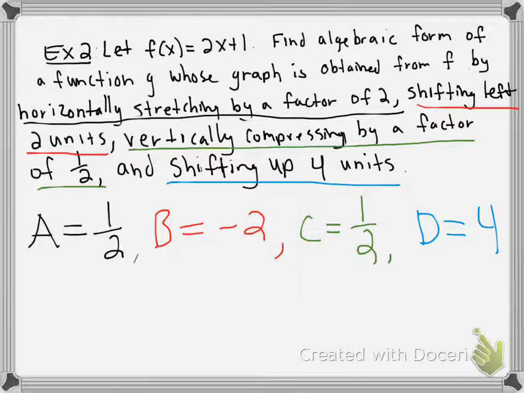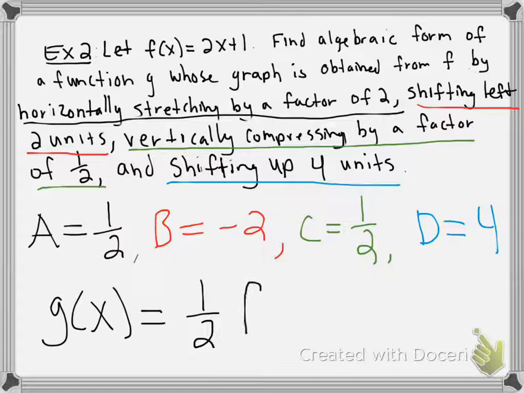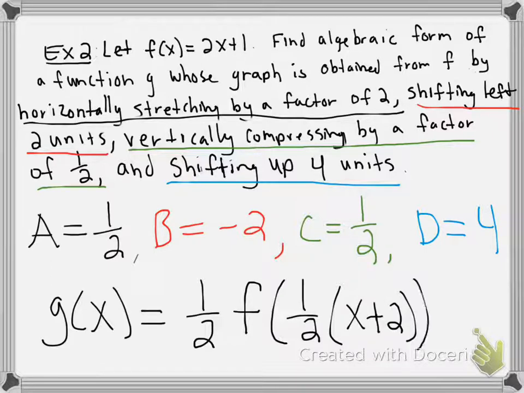Now, using function notation, our next step is we would like to write g of x in terms of f using our capital A, capital B, capital C, and capital D. So g of x then is going to be 1/2, that's our value of c, times f of A, which is 1/2, times x minus b. Now when you subtract a -2, what's going to show up inside the parentheses is actually a +2, and we're going to add capital D, which is a +4.